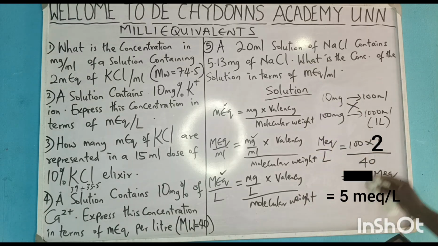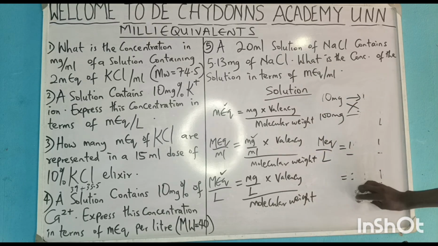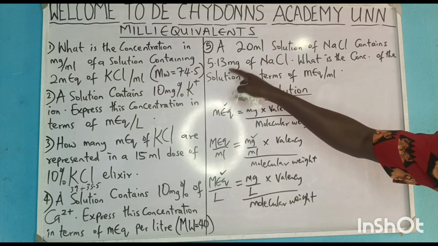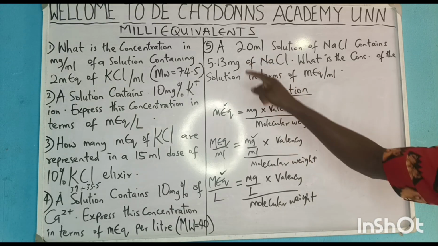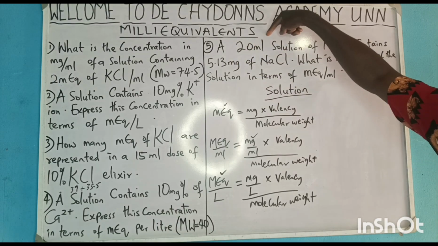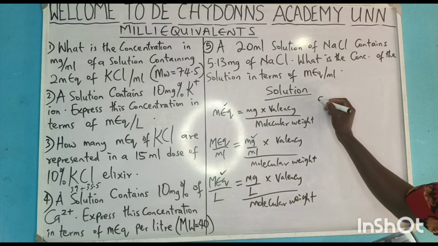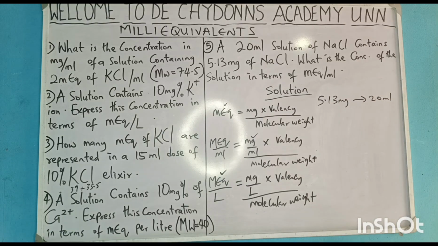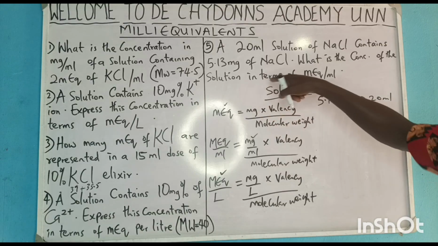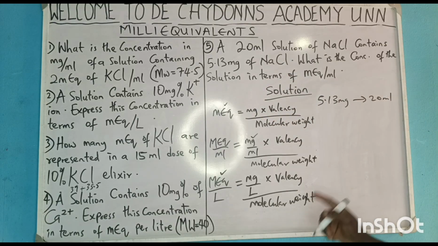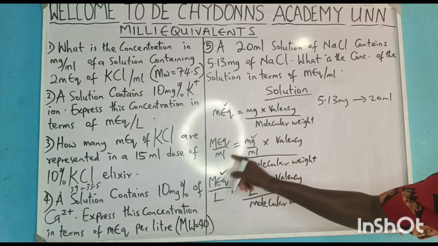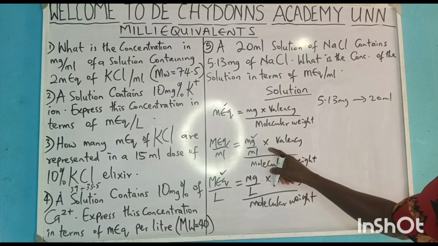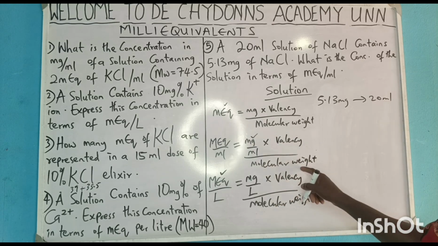Going to question number 5. They say a 20 ml solution of sodium chloride contains 5.13 milligram. In this case, this 5.13 is inside 20 ml. What is the concentration of the solution in terms of milliequivalent per ml? That means I'm using this formula, milliequivalent per ml. That means I have to get it in milligram per ml, then times valency all over molecular weight.